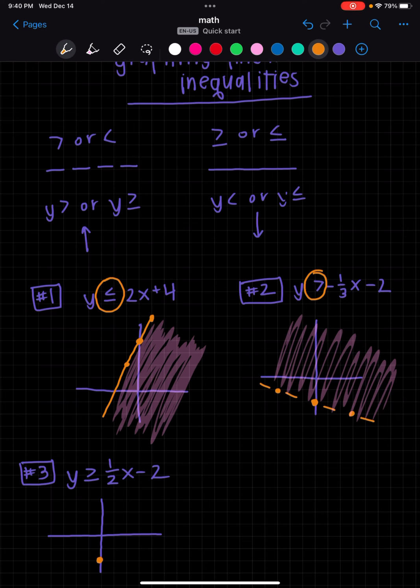I put a point. Then my slope is 1/2, which means I'm going to go up 1 and over 2. I could do it again. So I have a couple of points. You only have to have really 2 points, but you can make as many points as you want.